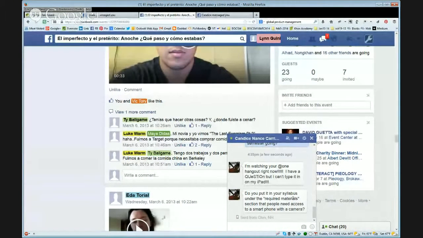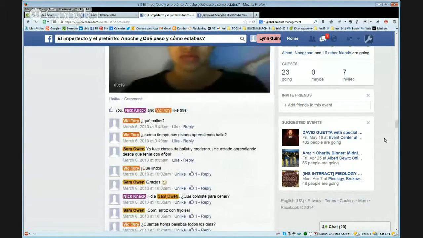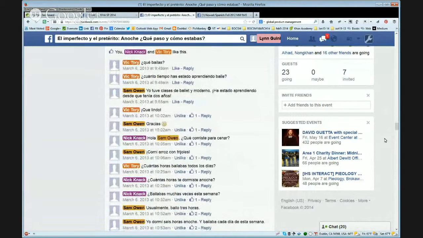There it is. Yes, I do list that they have to have either a smartphone or a tablet or a computer with a camera. It's part of the required materials for my online course. If they don't have a camera, they just have to know somebody who has one. So they can have a friend who can film them, and that's usually what they do.